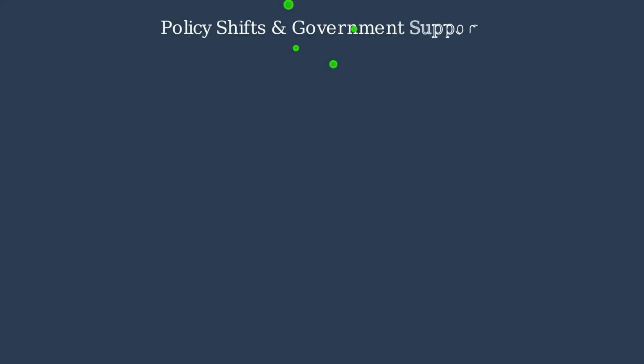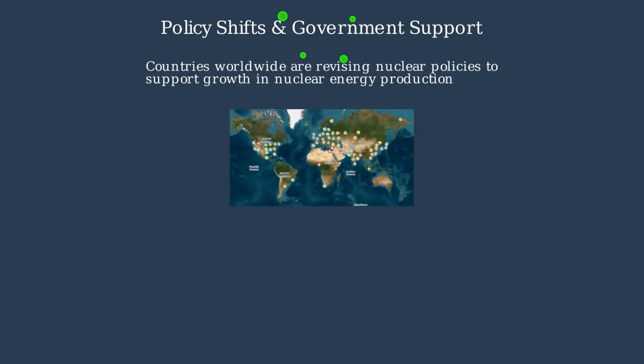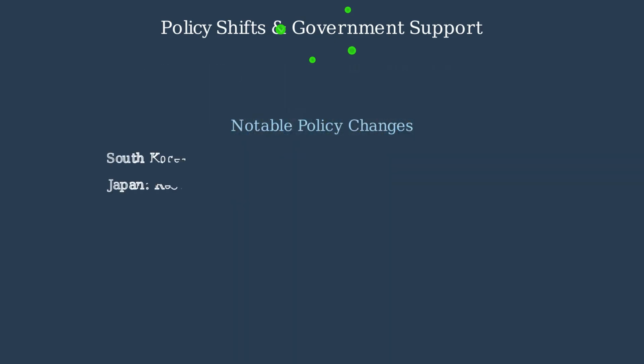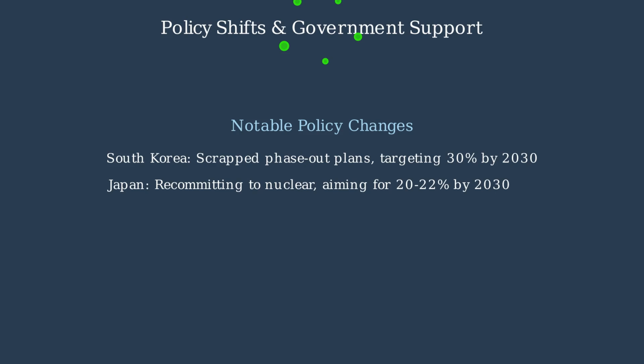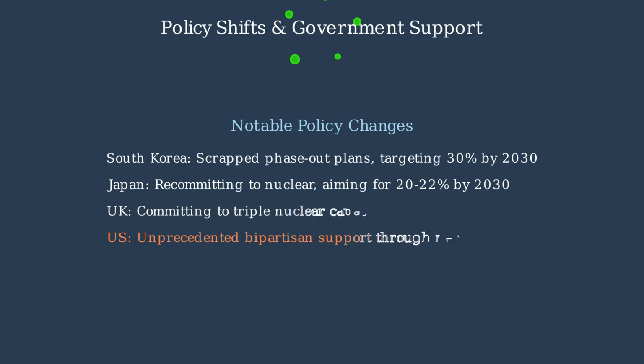Several countries around the world are revising their nuclear policies to support the growth of nuclear energy. This global shift reflects a growing recognition of nuclear power's role in achieving emissions reduction targets. South Korea has scrapped its nuclear phase-out plans, now targeting 30% electricity from nuclear by 2030. Japan is recommitting to nuclear energy, aiming for 20 to 22% of its electricity generation from nuclear by the same year. The United Kingdom has committed to tripling its nuclear capacity by 2050, while the United States is showing unprecedented bipartisan support through new legislation.